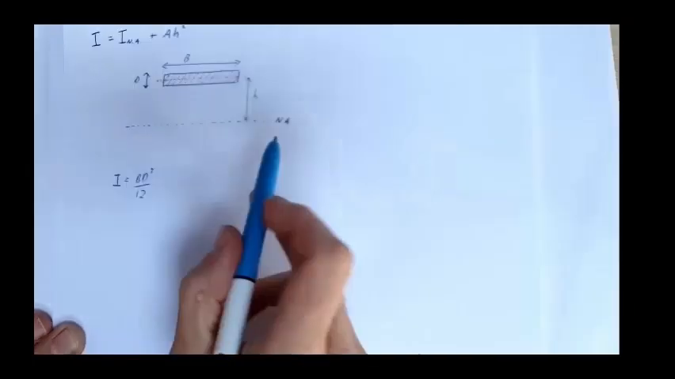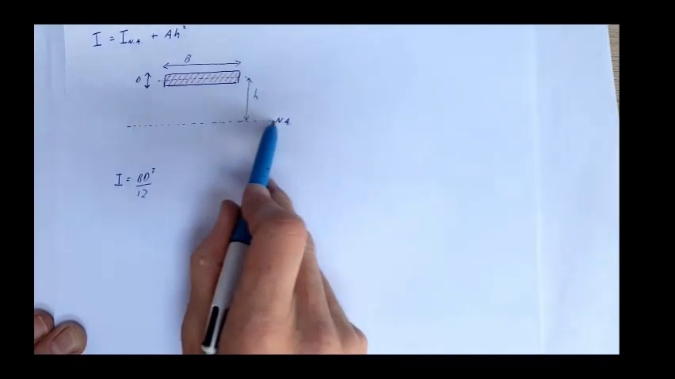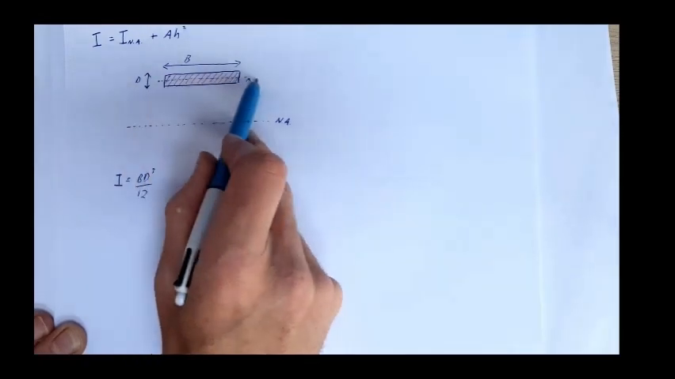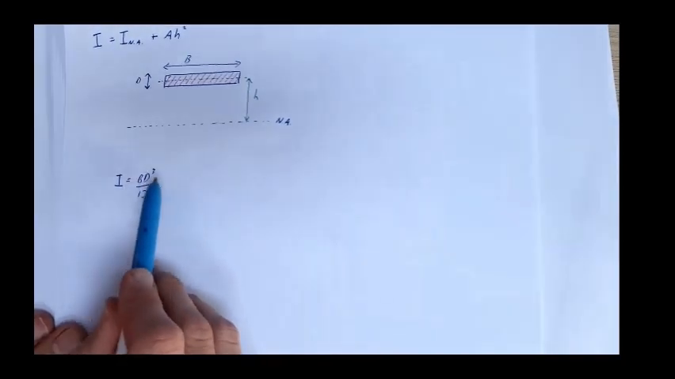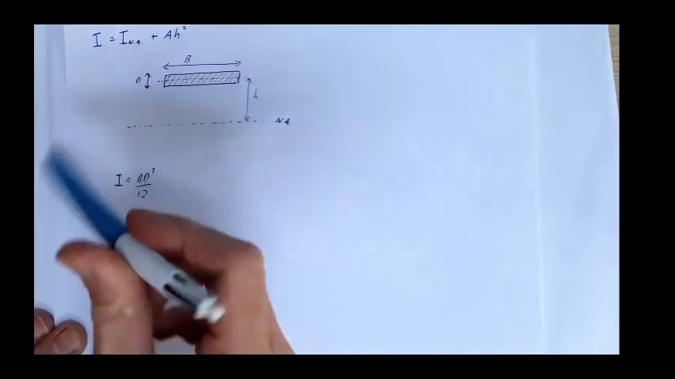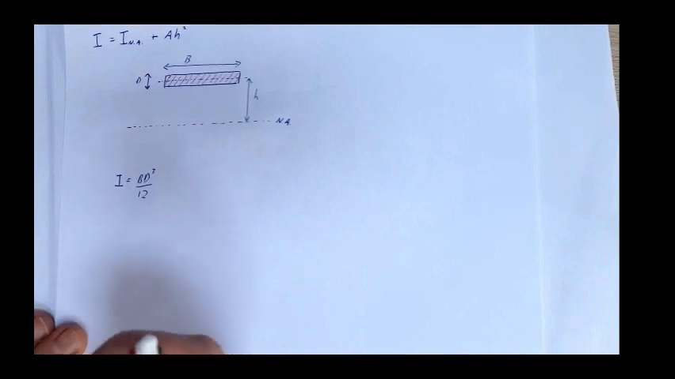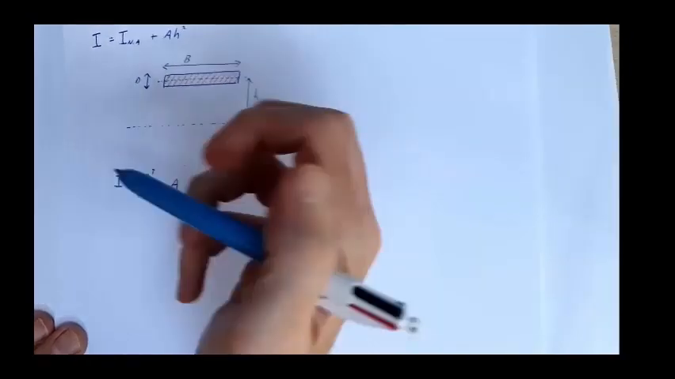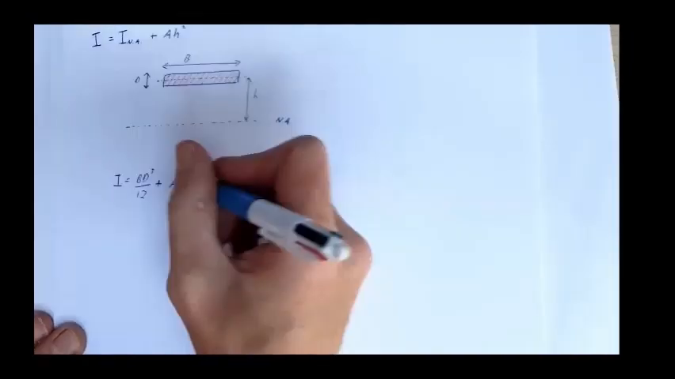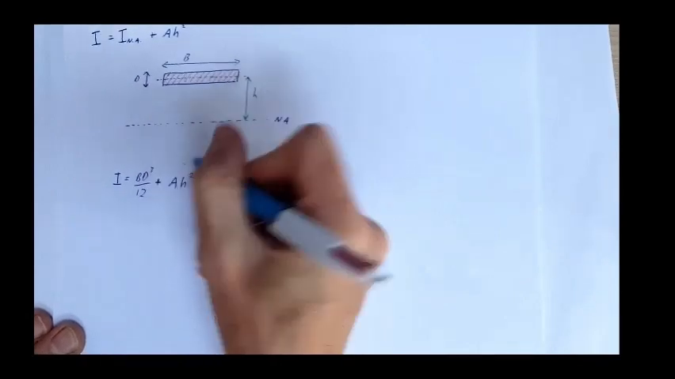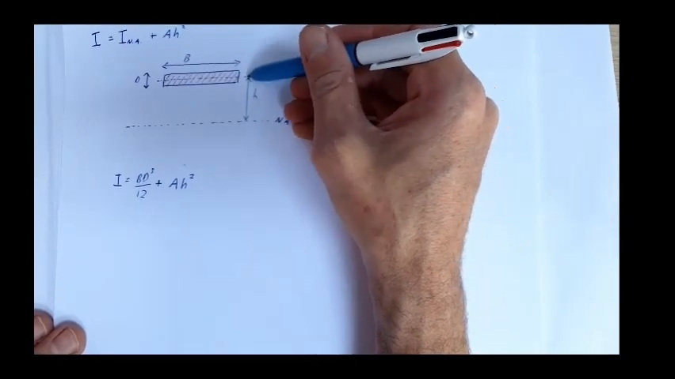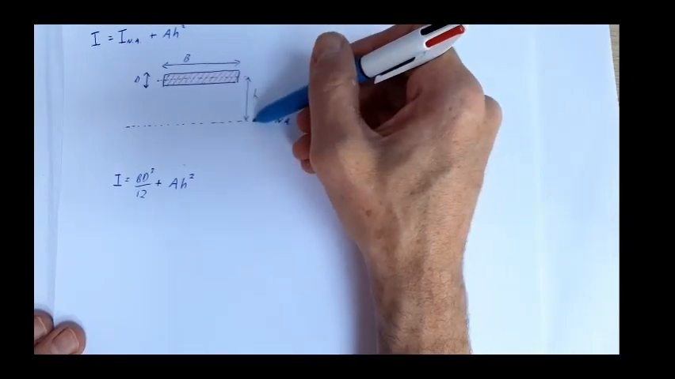The height between the overall shape's neutral axis and the local shape's neutral axis. So I for the overall shape is going to be bd cubed over 12, the rectangle around its own neutral axis, the local region, plus Ah squared, the area of the shape, this red section here, times the height squared, where the height is the offset between the local neutral axis and the global neutral axis.